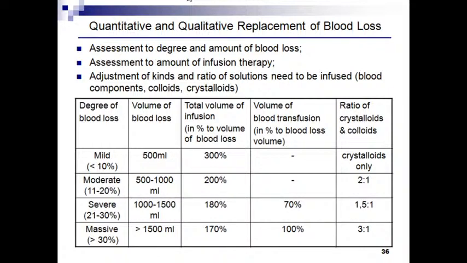From 2 liters, you can use crystalloids and colloids. You mustn't use any blood components, only crystalloids and colloids. You should divide 2 liters into 3 portions, and 2 portions should be crystalloids and 1 portion colloids. The technique is very simple.